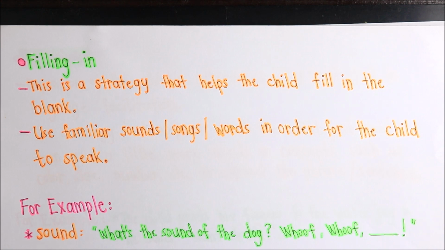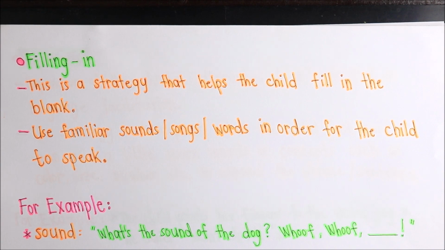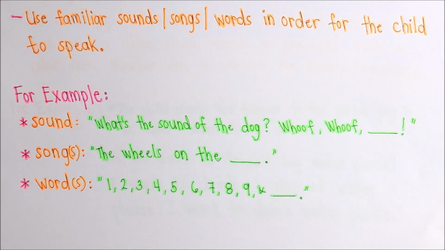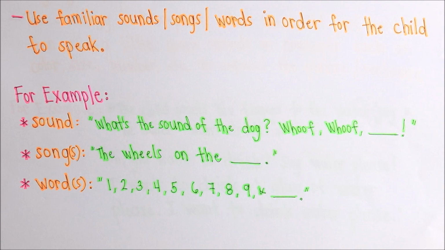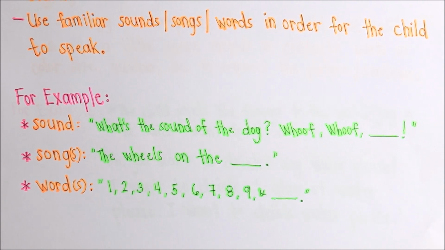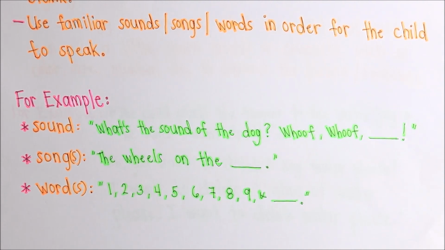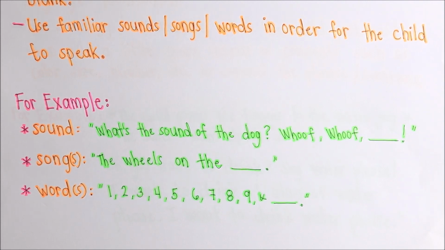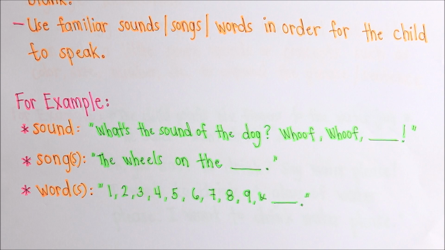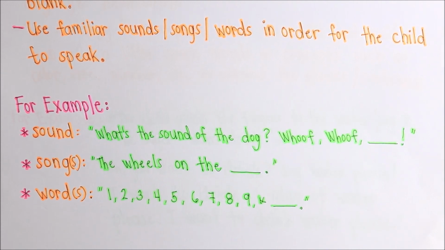Next is filling in. This is a strategy that helps the child fill in the blank. Use familiar sounds, songs, or words in order for the child to speak. For example, what's the sound of the dog? Woof, woof. Next, the wheels and the... And another, 1, 2, 3, 4, 5, 6, 7, 8, 9, and let the child fill in the blank.